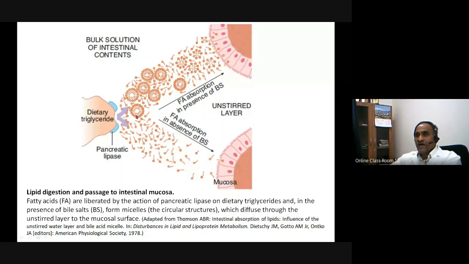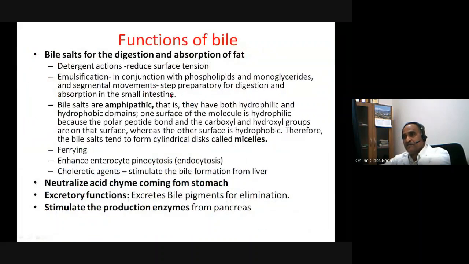So all these fat molecules hold on to this, hydrophobic together, and hydrophilic is inside. This type of arrangement the bile salts do. So by doing so, they form the micelles, that means globular structures, cylindrical discs. They have a number of fatty acids held together. So that is one function, the formation of the micelles, because of the amphipathic nature of the bile.